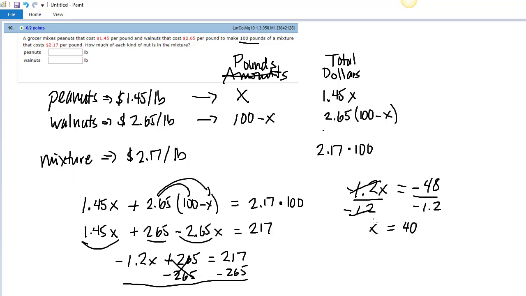Now what does that mean? Remember, we established x as up here the pounds of peanuts. So that's 40. So that means then that my amount of walnuts must be 100 minus 40, or 60. And so we have 40 pounds of peanuts and 60 pounds of walnuts.